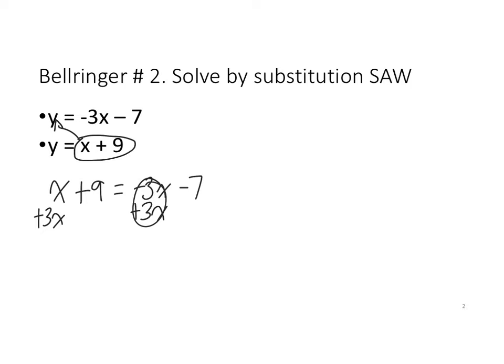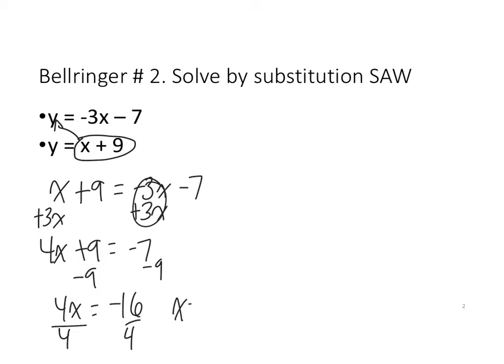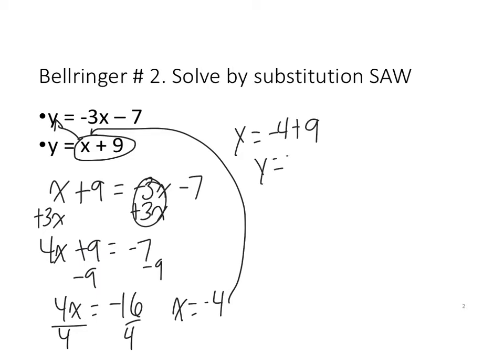So x plus 3x gives me 4x plus 9 equals negative 7. Subtract 9 from both sides, so I got 4x equals negative 16. Divide by 4. X equals negative 4. So to find my y value, I'm going to take this x and plug it into my second equation. So y equals negative 4 plus 9. Y equals 5. So I think my solution is going to be negative 4, 5.